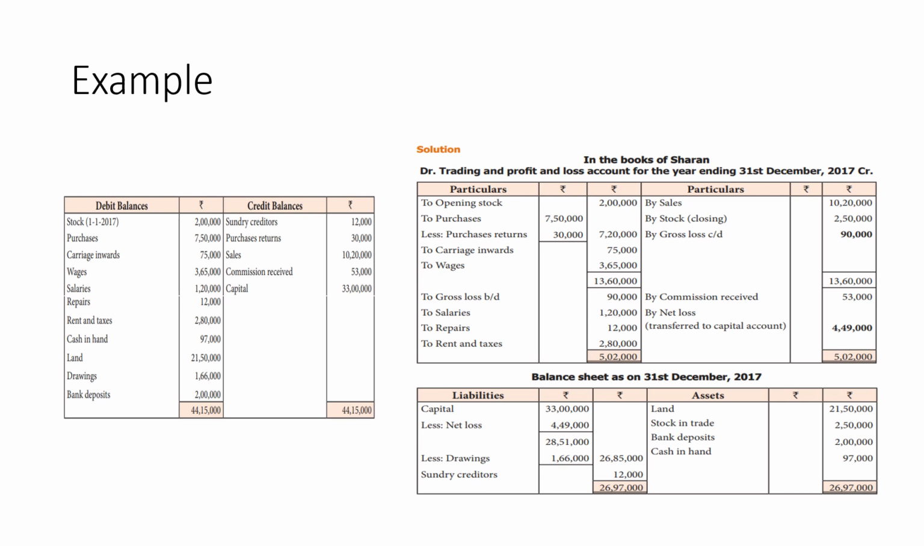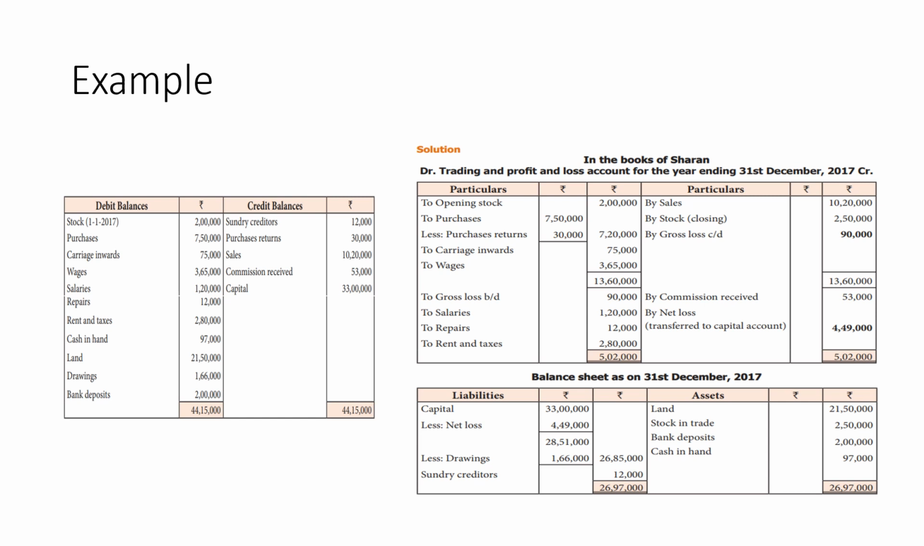For the balance sheet, the first item will be the capital amount. If you have a loss, you write it on the liability side. Loss means we have to subtract, right? So from 33 lakhs you subtract 4,49,000. You also have drawings, which you also subtract from the capital value. Now the final amount is 26 lakhs 85,000, and you have sundry creditors. Creditors you add in liabilities. So this is the total.